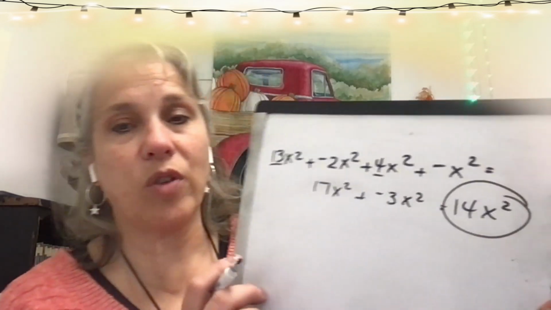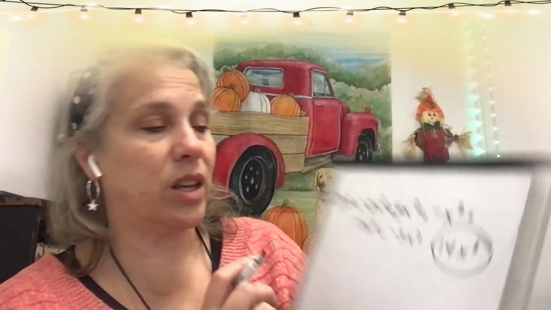So now I'm going to look at the coefficients here. I have a positive 13, positive 4. So that's 17x squared. All right, and then plus, and I have negative 3x squared. So 17 minus 3 is 14x squared. And that's as far as I can go. So that's the final answer. That is number 1. All right, and you're going to do number 2.